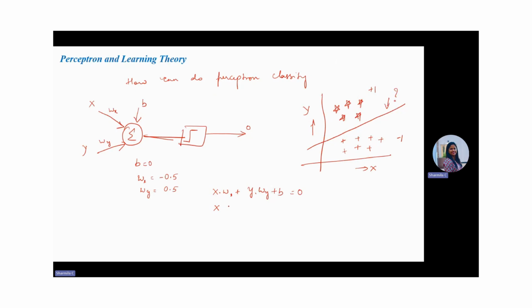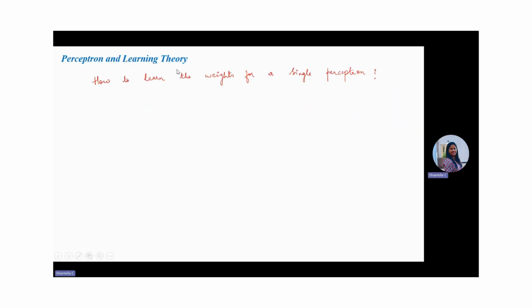So the wx value is minus 0.5 plus y, this is 0.5, which is equal to 0. So what I'll get now is 0.5 into y equals 0.5 into x. So finally, y is equal to x. So this is my function that is going to classify these values from these values. This is how we are going to classify with the help of the perceptron. Fine. Next, we'll see how to learn the weights of a single perceptron.